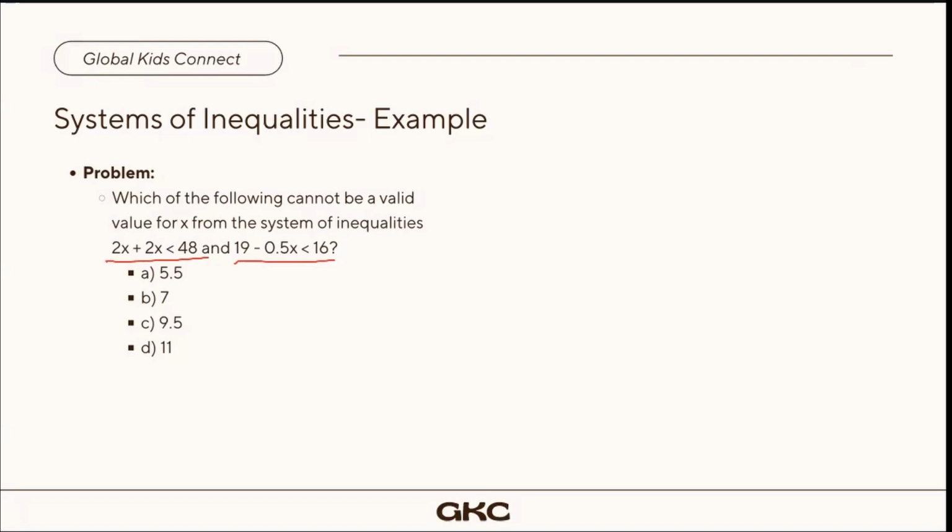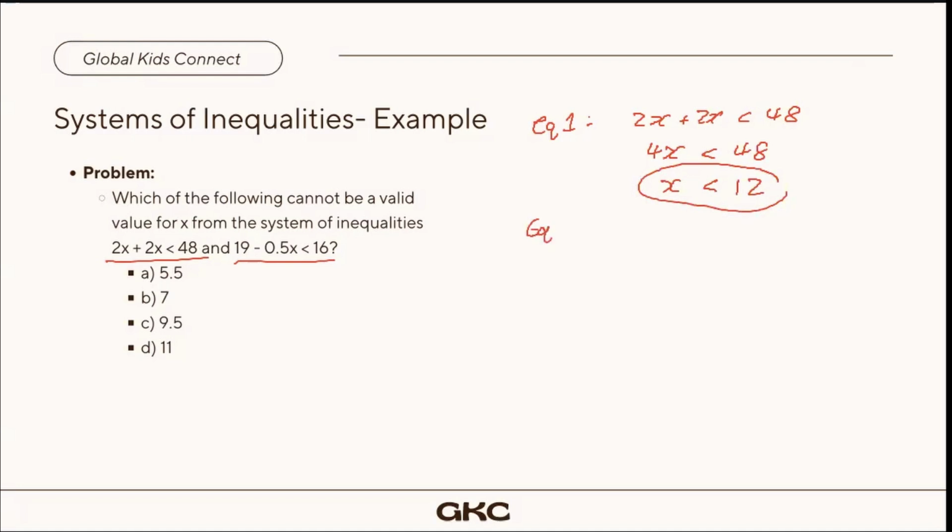And so if we have our first inequality, I'll write it as equation one: 2x plus 2x is less than 48. We can add the x variables together so that we get 4x is less than 48. And then we can divide each side by 4 so that we get x is smaller than 12. So we managed to simplify our inequality. This will be our first expression.